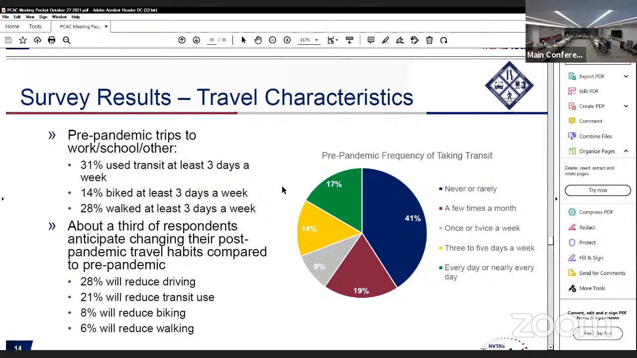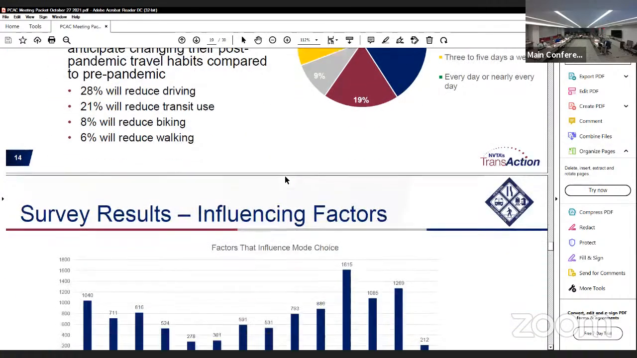We asked, do you anticipate changing your travel behavior after the pandemic, by mode? Roughly a third said they expected to change it, meaning either more use or less use. As you can see, some of the biggest changes were: I plan to reduce driving, 28% of people said that, and 21% said they'll reduce transit use. Less so for bike and walking. Those are modes that people continue to see themselves using post-pandemic. I should say with all this, I'm going to go through it very quickly, but if you have questions, we can get into more detail and dig out some of the numbers.